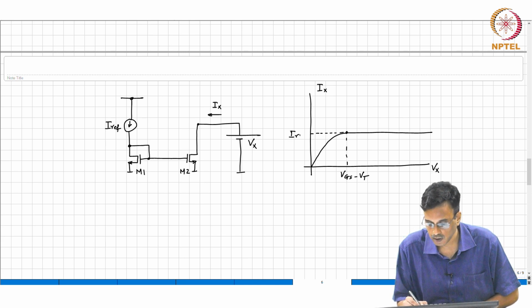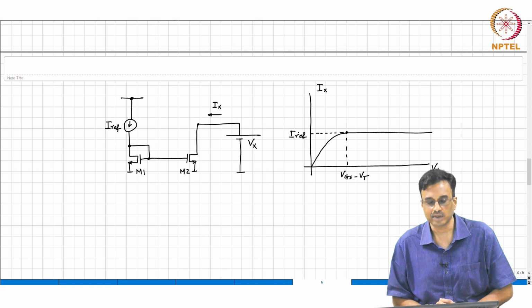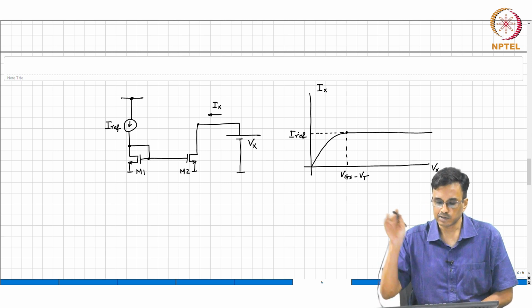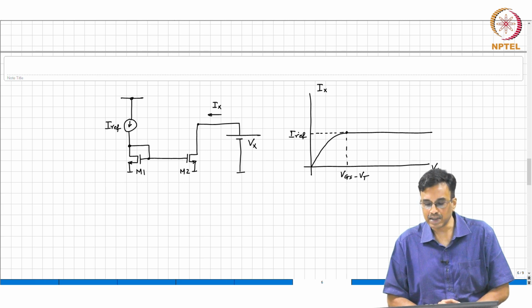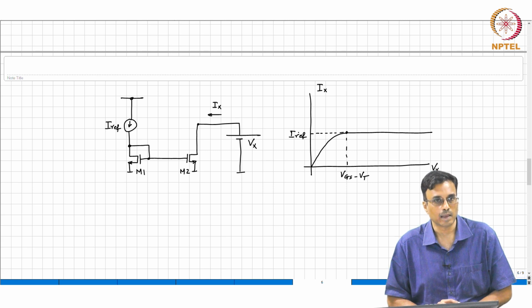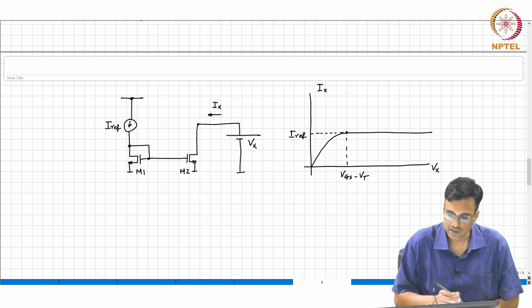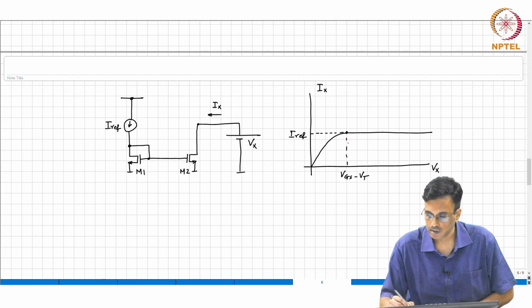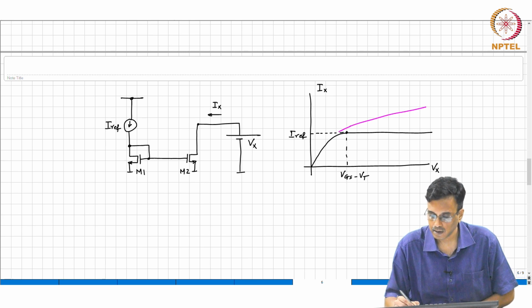Very good. All right. Now what happens in reality? What happens? There will be some slope. So, at what value of Vx will the current exactly be equal to Iref? Okay, let me rephrase the question. You said there is a slope. So, it could be like that, it could be like that.